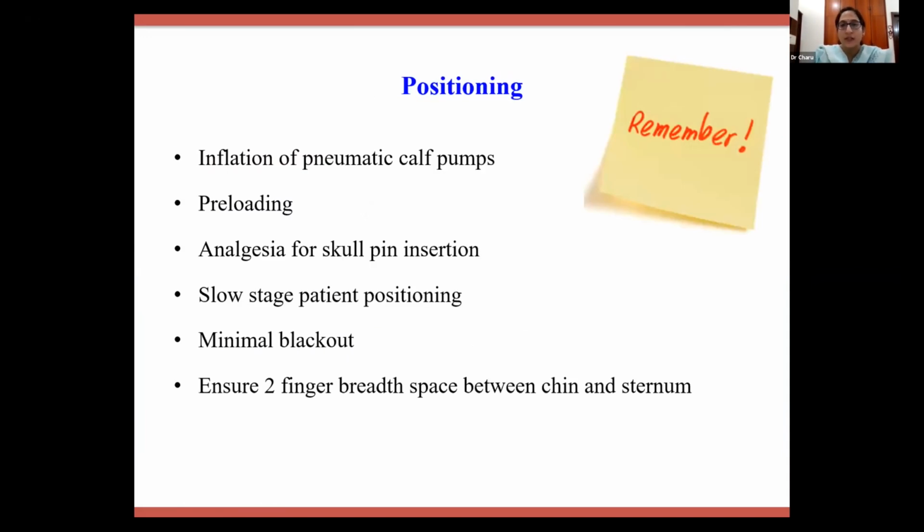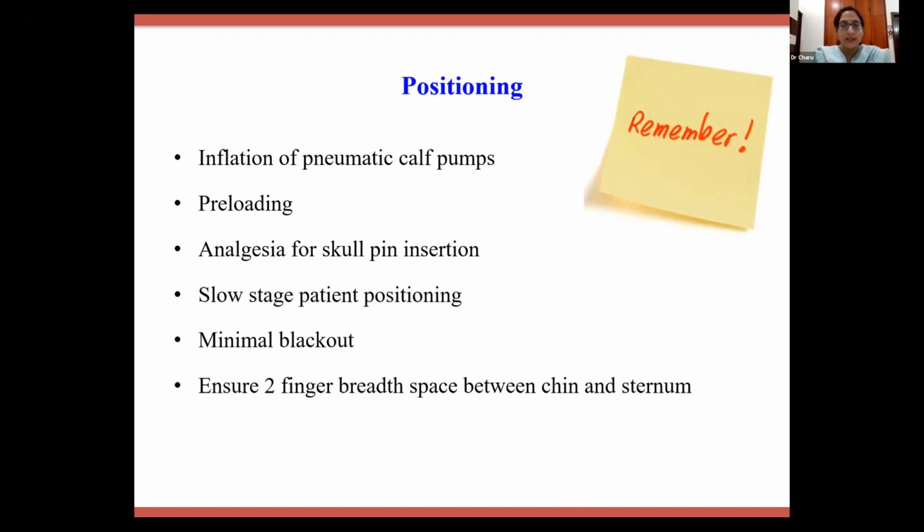So while positioning, a few things we have to keep in mind. To prevent venous pooling, we apply the DVT pumps beforehand and preload the patient with 8 to 10 ml of crystalloid before positioning. And whenever you position, it should be very graded and slow, with alternate movements of the head end and the leg end of the table.